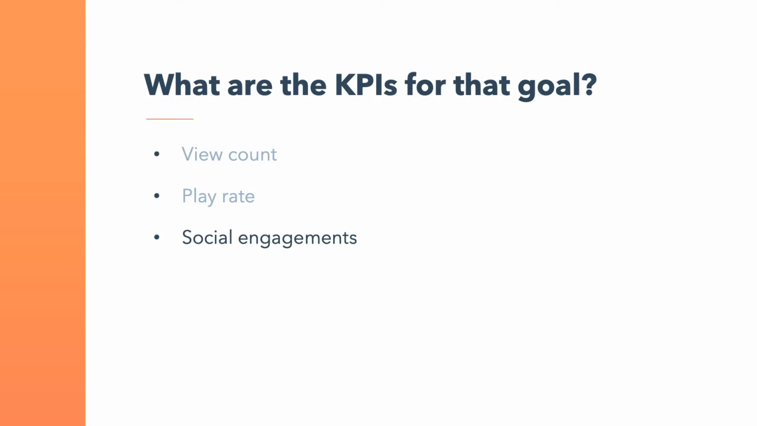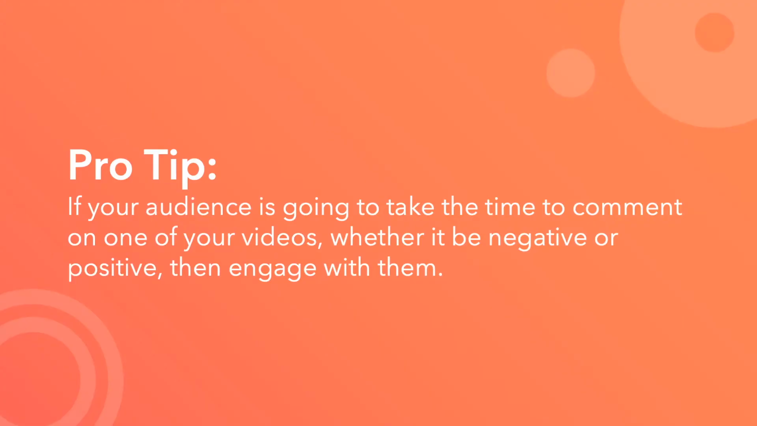Next is social engagements. Likes, shares, and comments. How do people react to your video? Did it receive a lot of likes? If so, then you're doing a good job with creating engaging content for your audience. What do people like or dislike about the video? You can check this out in the comments section. Here's a pro tip. If your audience is going to take the time to comment on one of your videos, whether it be negative or positive, then engage with them. This could be an opportunity to delight someone who loves what you're doing or help turn a disgruntled viewer into a fan.